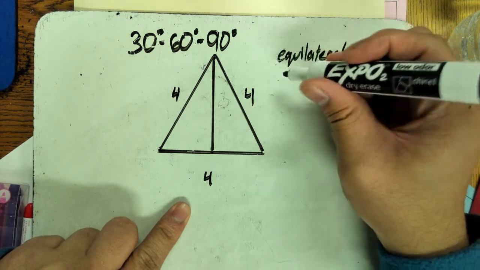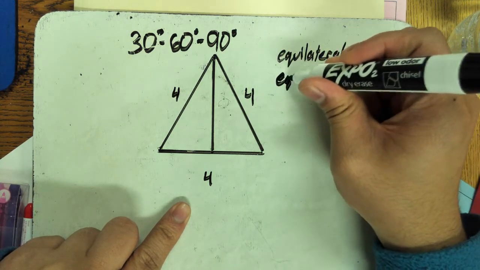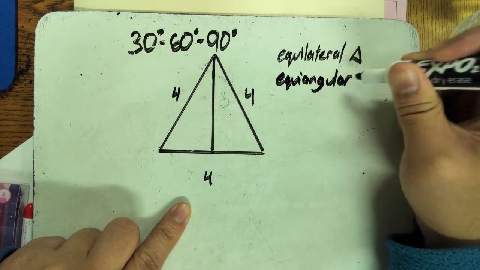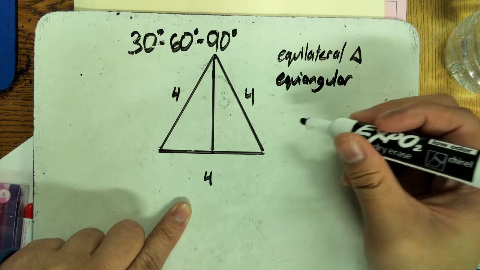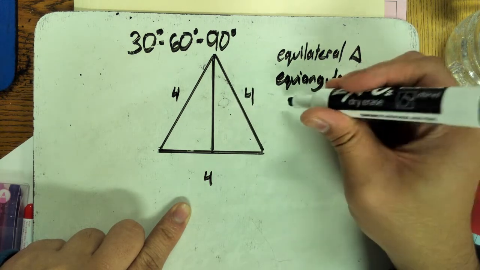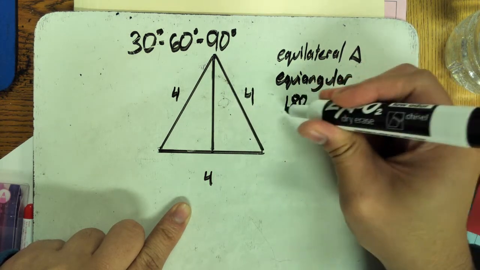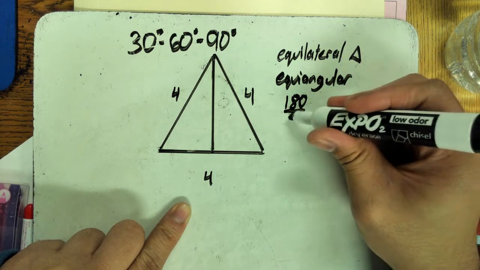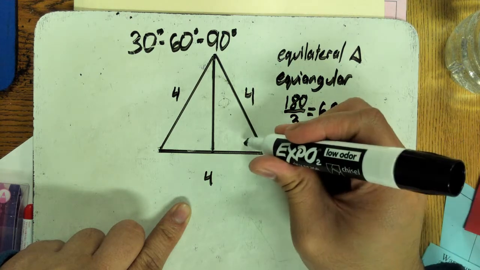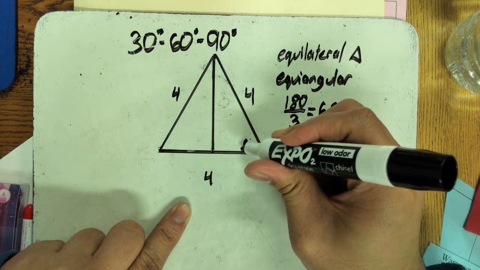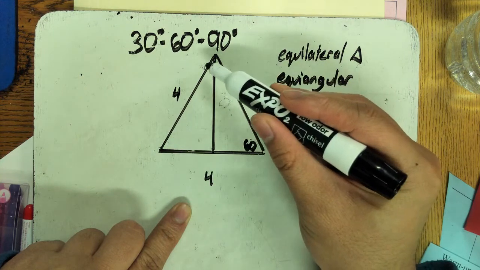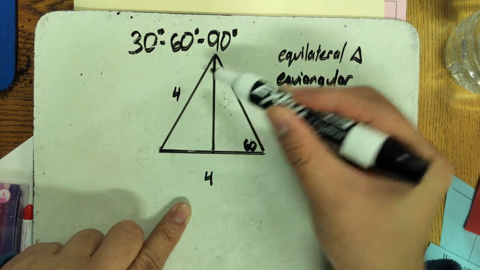Next, equilateral triangles we also know are equiangular. That means all three angles here are congruent. All three angles add up to 180 degrees. Split three ways, 180 divided by 3 gets me 60. So this here is a 60 degree angle. Same as here, that's 60. And top part, this full angle on top is 60.